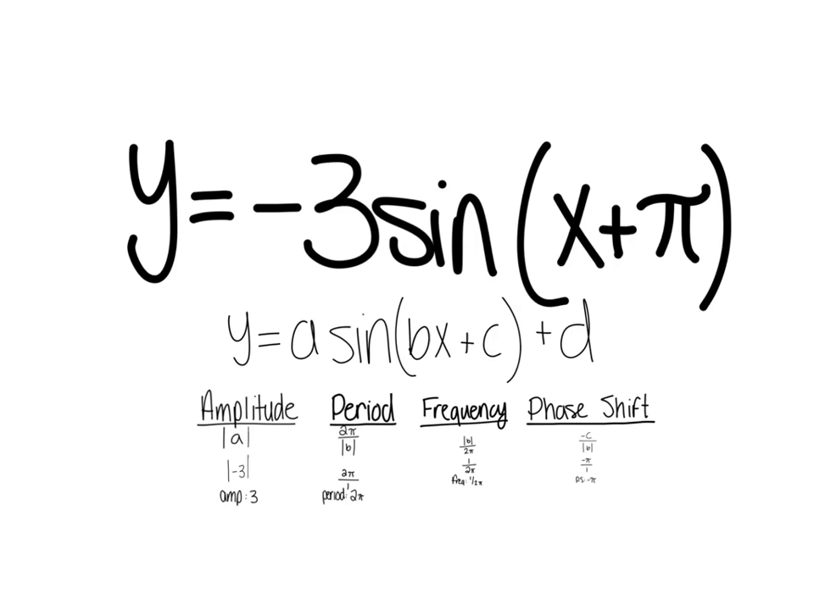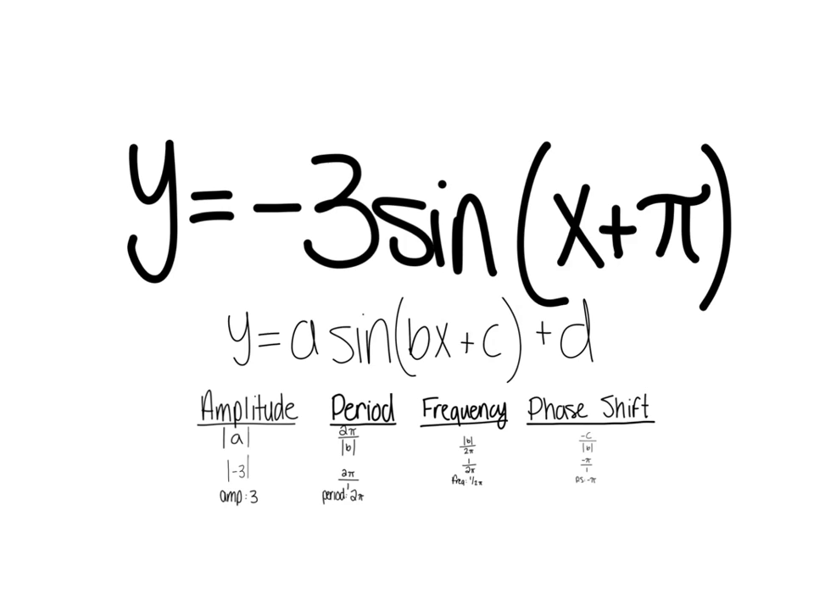To find the amplitude, you take the absolute value of a. A in this equation is -3, so the absolute value of -3 is 3, which makes the amplitude 3. To find the period, you do 2 pi divided by the absolute value of b. B in this equation happens to be 1. So you do 2 pi divided by the absolute value of 1, which leaves you with the period being 2 pi.